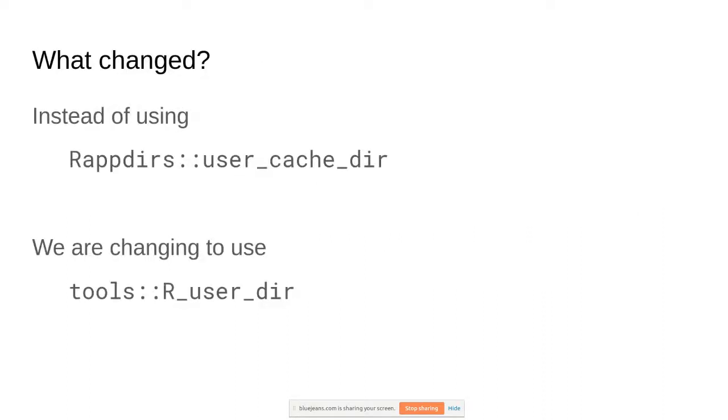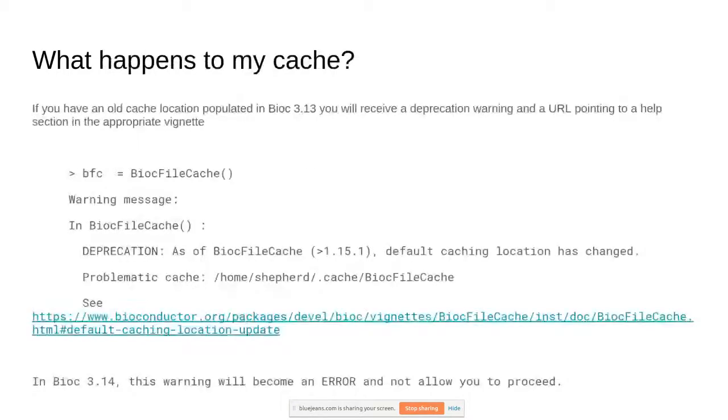Basically, what has changed is we wanted to get rid of the external dependency on rappdirs, since R introduced its own caching mechanism in tools with R_user_dir. So the switch comes from changing these locations, and the default location that each of these generates is slightly different, which means that the default caching location in BioC FileCache, AnnotationHub, and ExperimentHub would change.